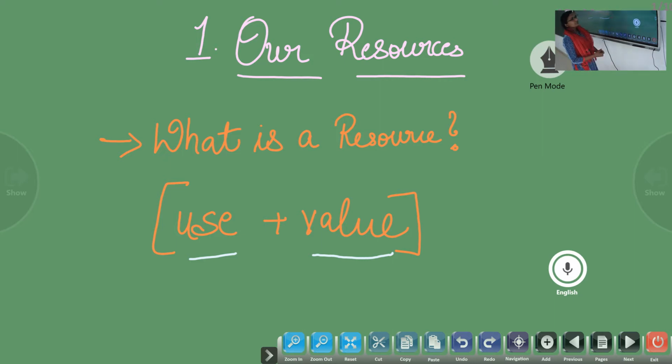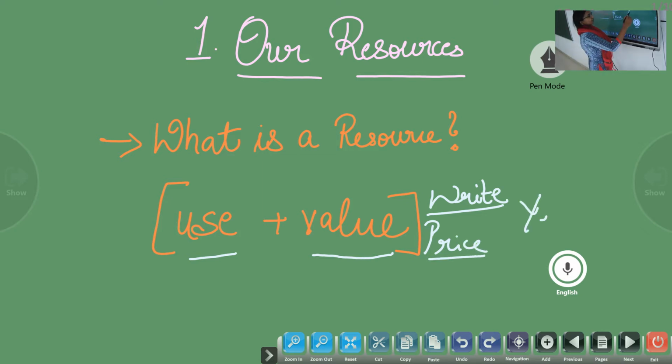Now, I am using this to write on the board, correct? Is it satisfying my need? Yes. Why? I can write. My need is to write. And does it have a value? Yes, this has a price. So, is this a resource? Absolutely, yes. Everything around us which can be used to satisfy our need and has a value is called a resource.